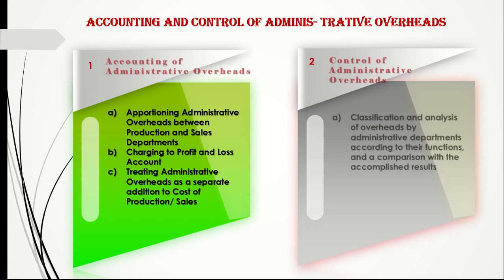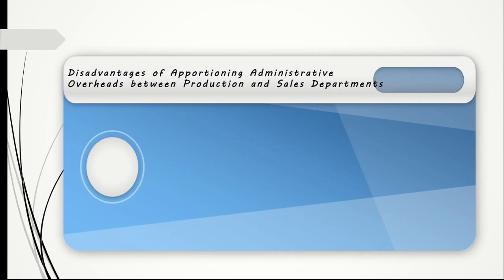Control of administrative overheads. 1. Classification and analysis of overheads by administrative departments according to their functions, and a comparison with the accomplished results. 2. Control through budgets. 3. Control through standards.